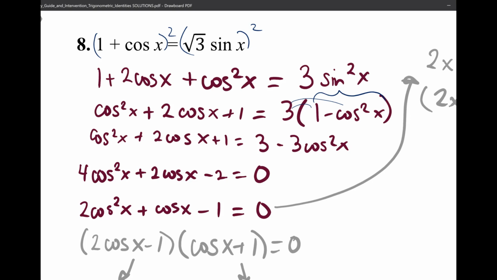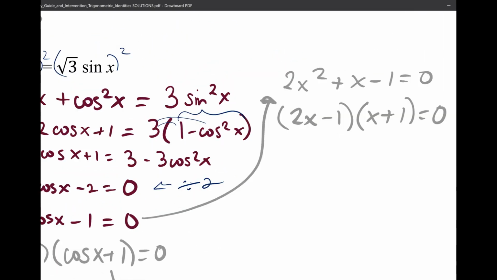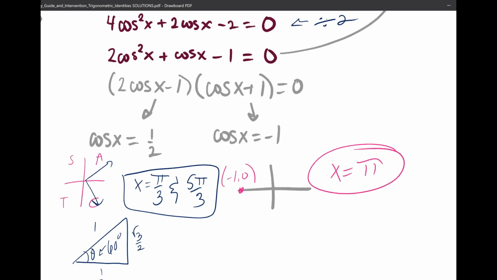I just rearranged the left side so it was in order from highest power to lowest. I move everything from the right side to the left side. I know there's a common factor, so I divide everything by 2. And then I factor it out: 2x squared plus x minus 1 equals 0. So I'll have 2x minus 1 times x plus 1. So I fill that in: 2 cosine x minus 1 times cosine x plus 1 equals 0.